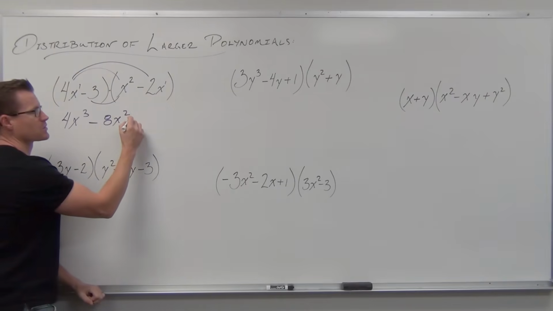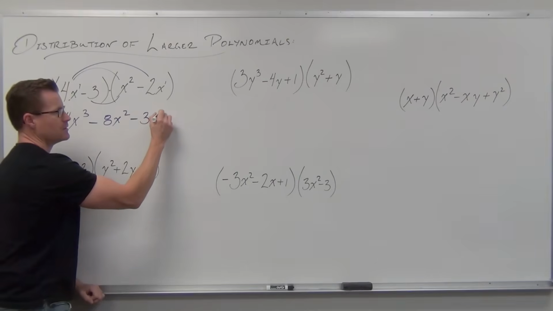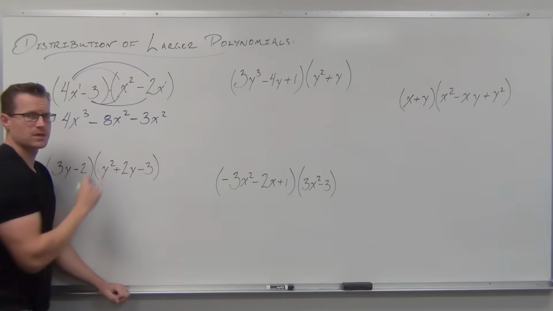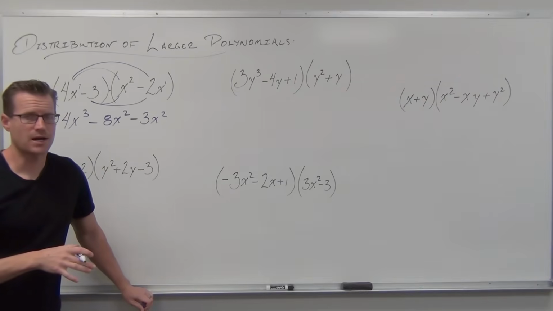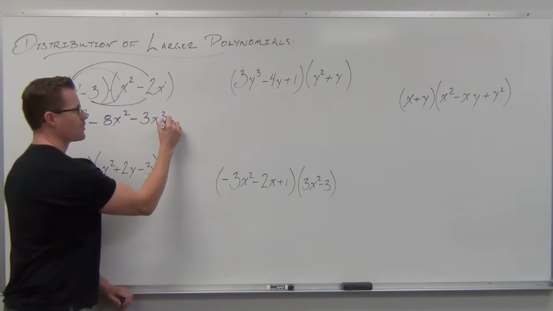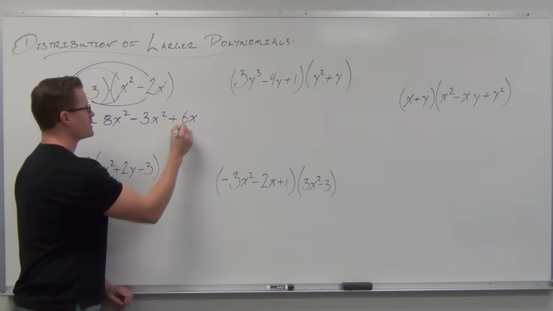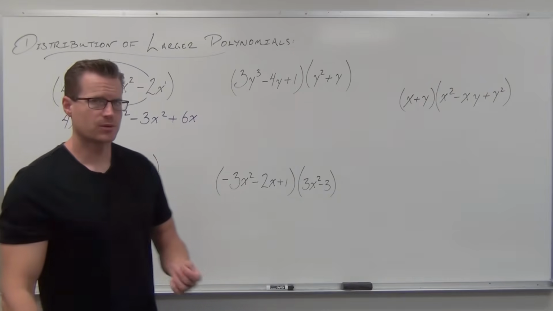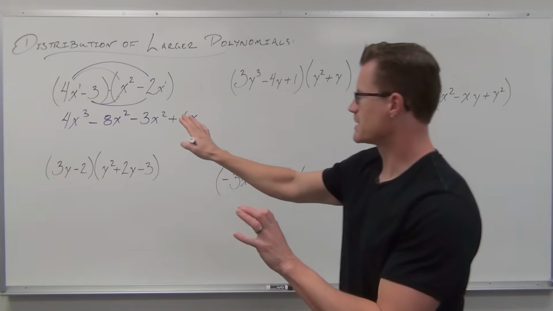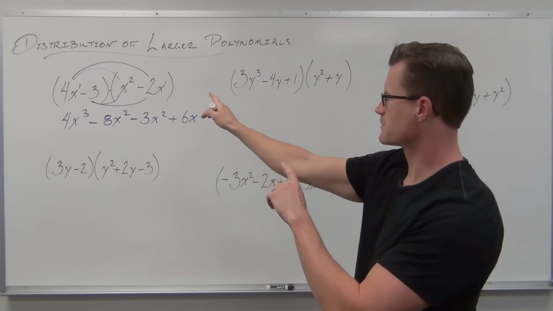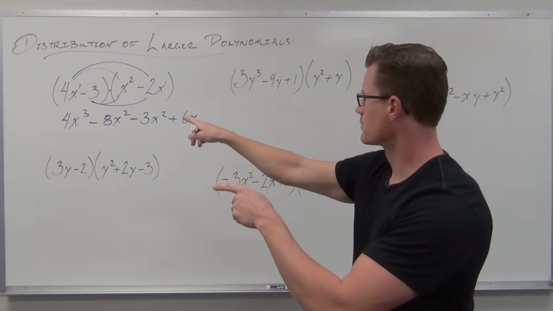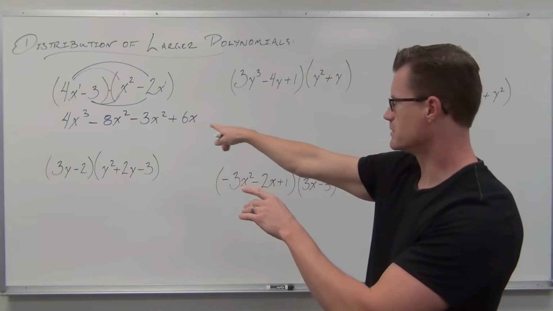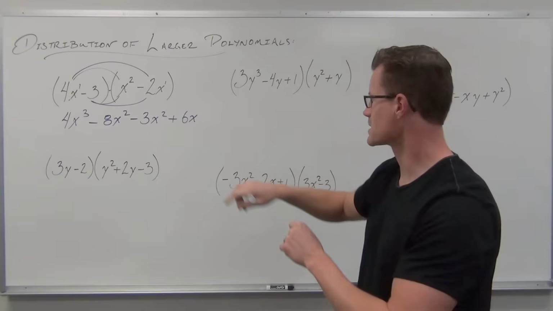Negative 3 times x squared, negative 3x squared. Negative 3 times negative 2x. Watch your signs on this, people. Watch your signs. Negative times negatives are positive. We're going to get positive, or plus, 6x. Now, I'm going to double check before we go any further. I want to make sure I haven't missed anything. So that's 4x to the third, minus 8x squared. Cool, that's good. Negative 3x squared, so I wrote minus. Okay, and positive 6, I got the plus 6x.